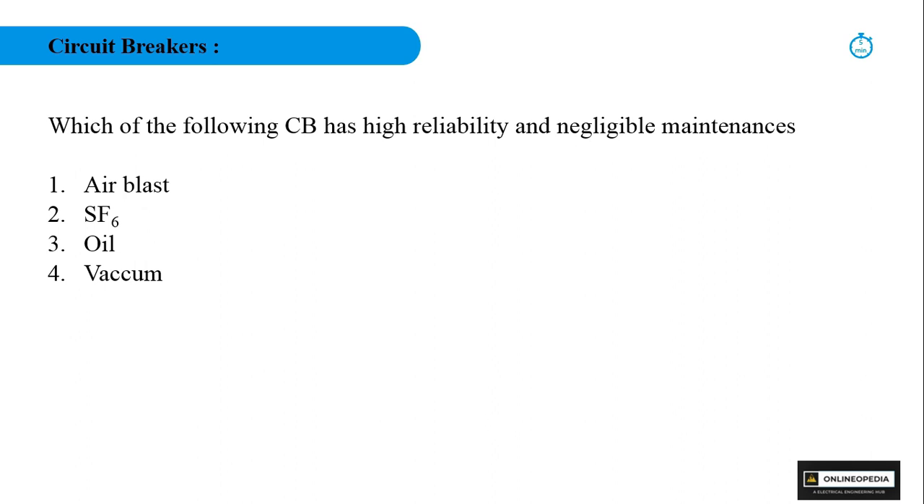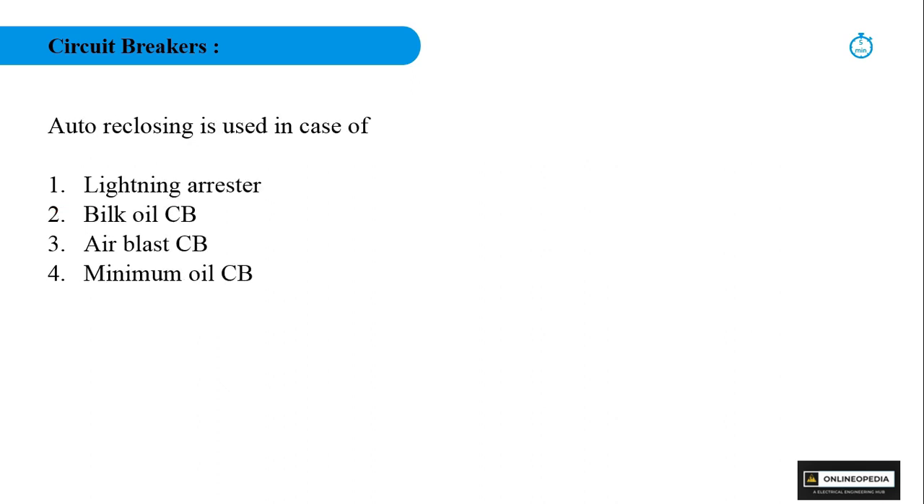Next question: which of the following circuit breakers has high reliability and negligible maintenance? Among these, the SF6 circuit breaker has high reliability and negligible maintenance. Next, auto reclosing is used in case of the air blast circuit breaker. So what is auto reclosing? When the circuit breaker operates, the faulty part is removed from the remaining system. Auto reclosing means when the fault is cleared, it will automatically reclose the circuit breaker so that the faulty part which has recovered now gets the supply.